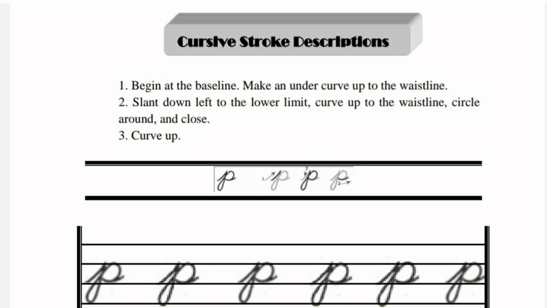Begin at the baseline. Make an undercurve up to the waistline. Slant down left to the lower limit. Curve up to the waistline. Circle around and close. Curve up.